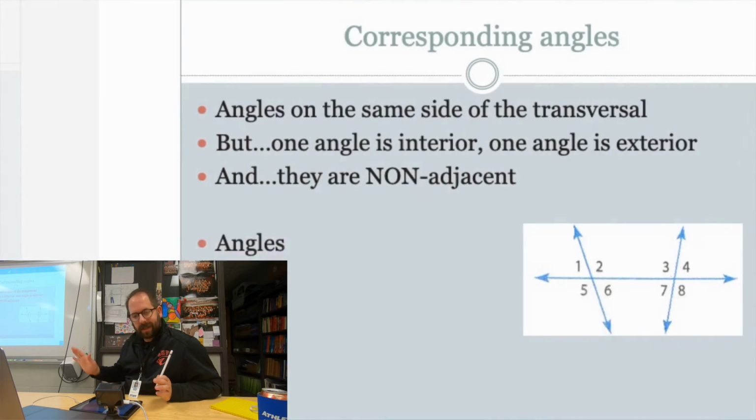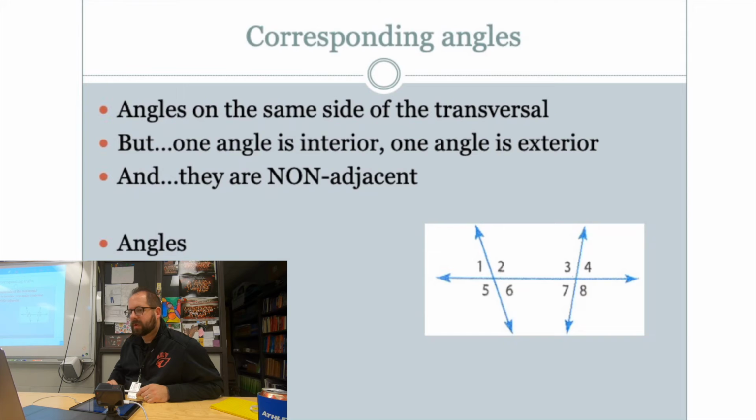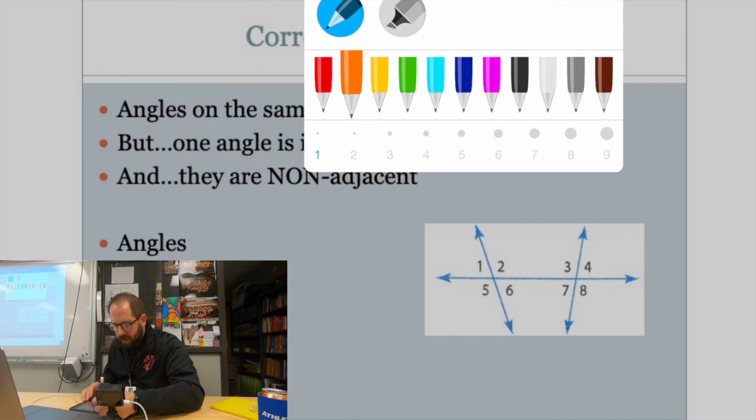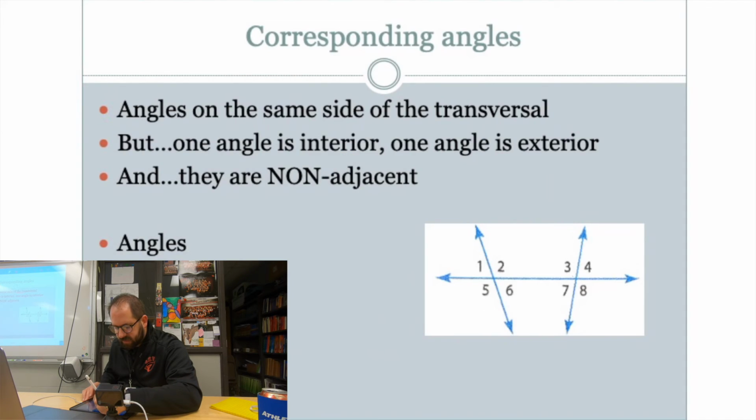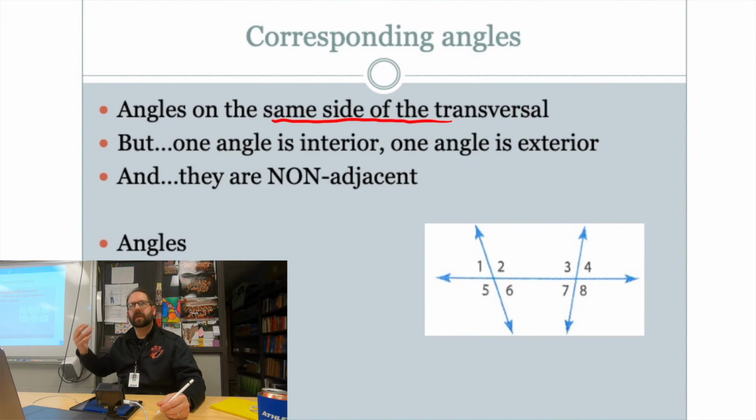Okay, this is my last slide of the day. So I promised it was going to be short and sweet and to the point today. Corresponding. I think this is probably the most difficult type. Alternate's fine. You're on either interior or exterior, or same side. It's either exterior or interior, and you can adjust. Corresponding is tough. You're on one side of the transversal. So I'm gonna highlight these as we go down. You're on the same side of the transversal, so it's like same side interior or same side exterior.